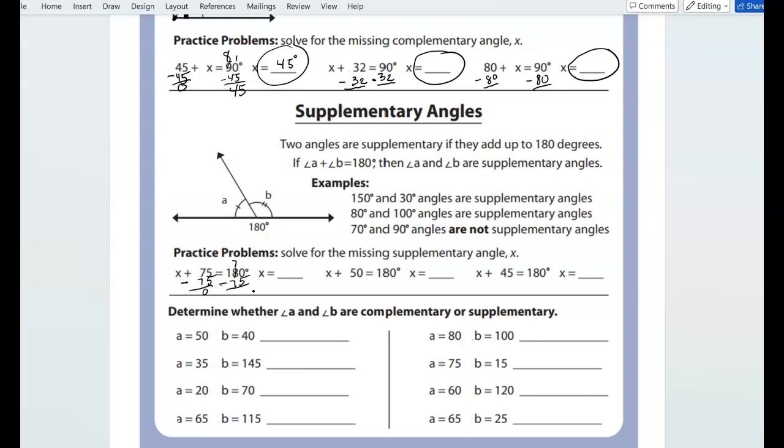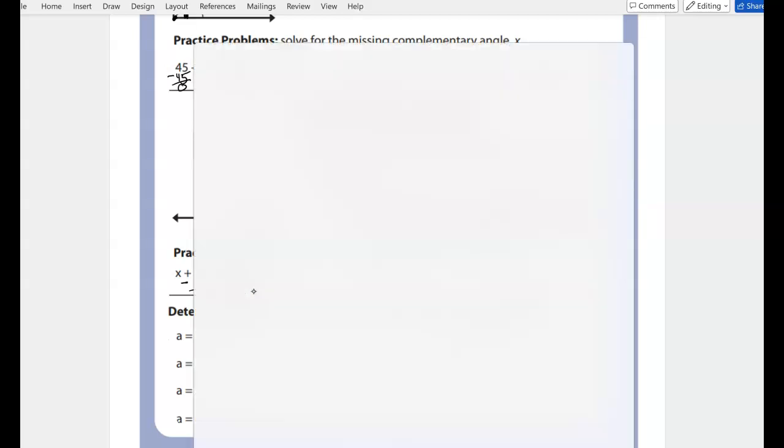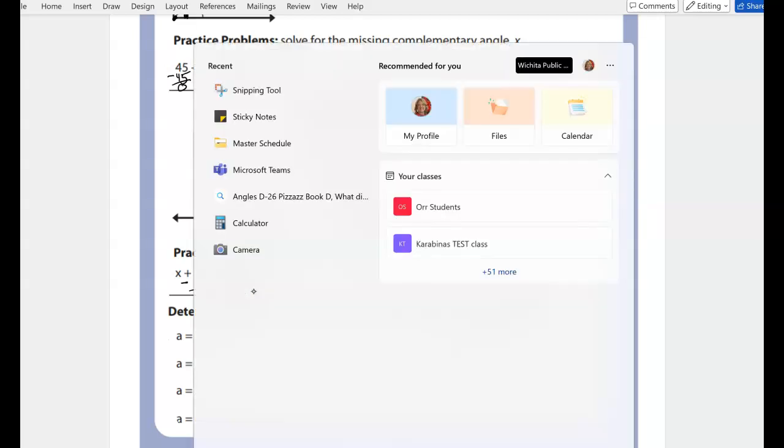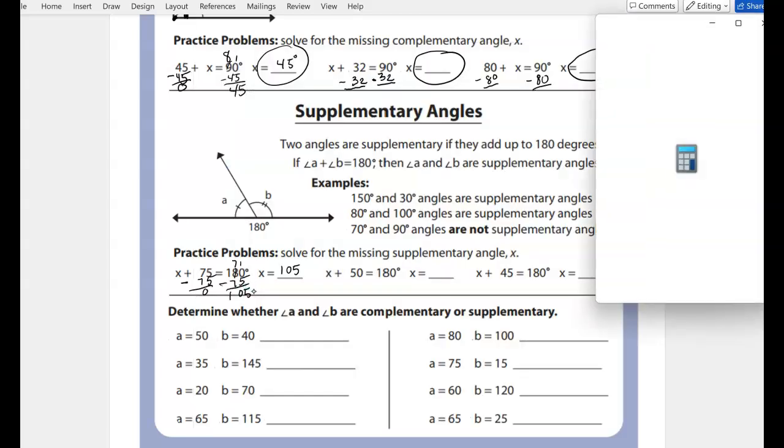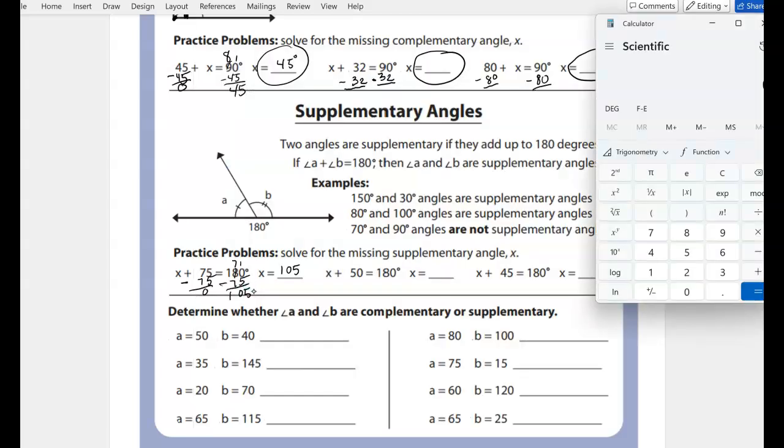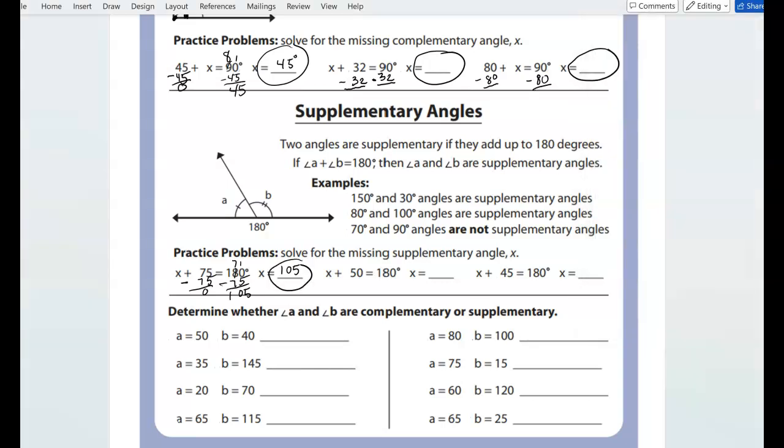And I want to encourage you to not use the calculator. That's going to be 0. Yep, so x equals 105. Should we check our work? Sure, we can check our work. Calculator, please. There it is. 75 plus 105 gives us 180. We are correct. Yay, us.